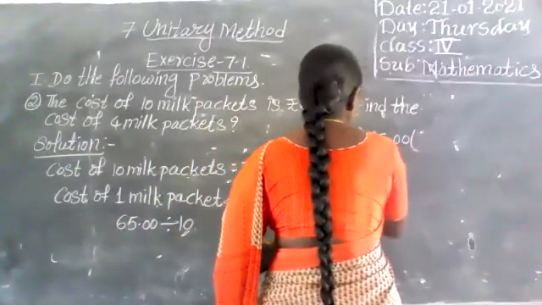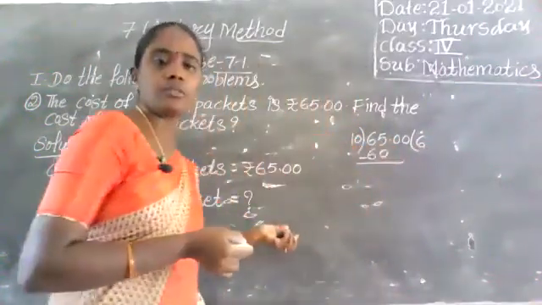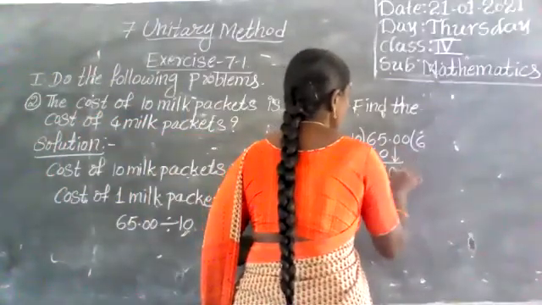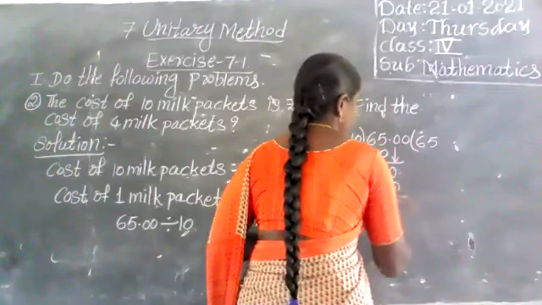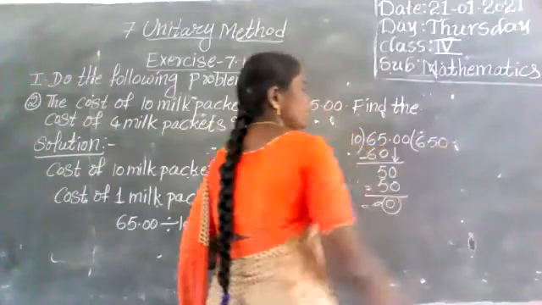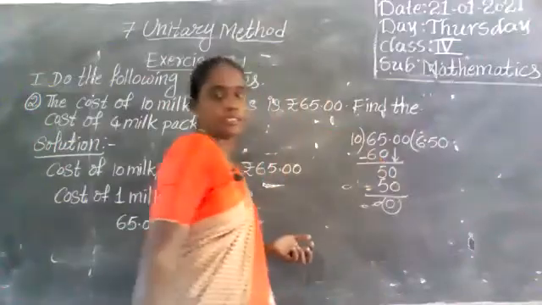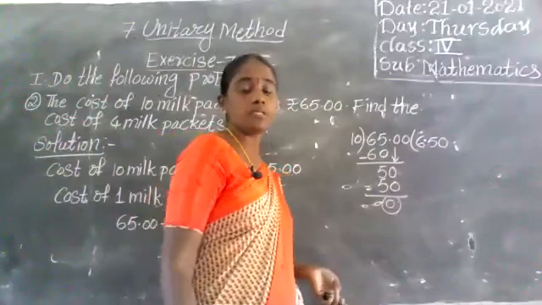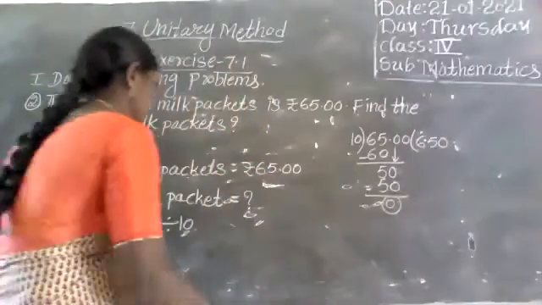Rupees divided by 10. 10 6s are 60. Division, you know very well how to do it. First 10 6s are 60. Next 5. 10 5s are 50. It's 0. Already 0 is there here. You have to write 0 in the quotient place. So before the 2-digit number you have to put a dot. Rupees and paise. So that is 6 rupees 50 paise. 6 rupees 50 paise is the cost of 1 milk packet.